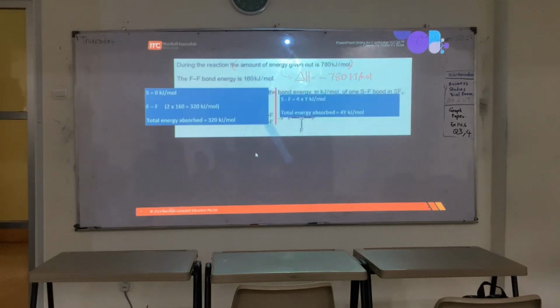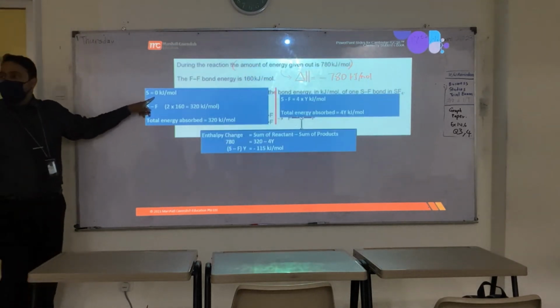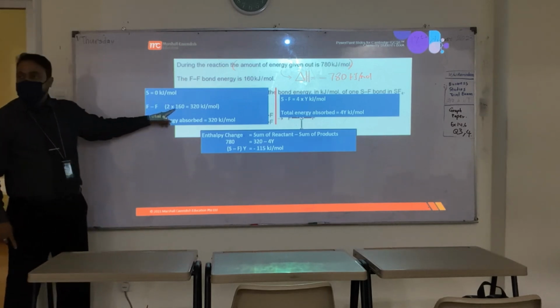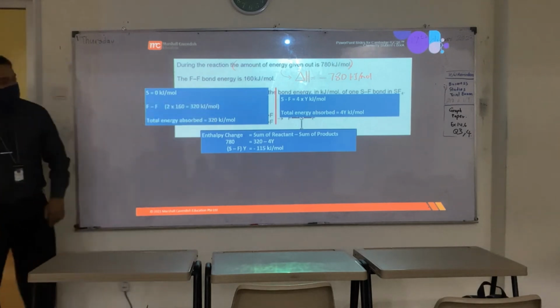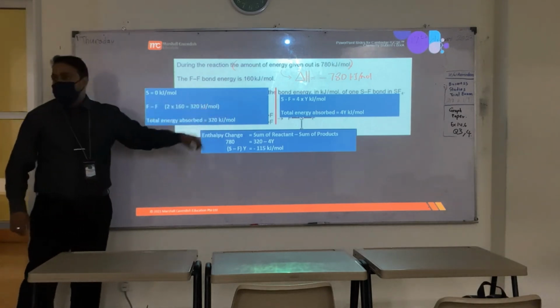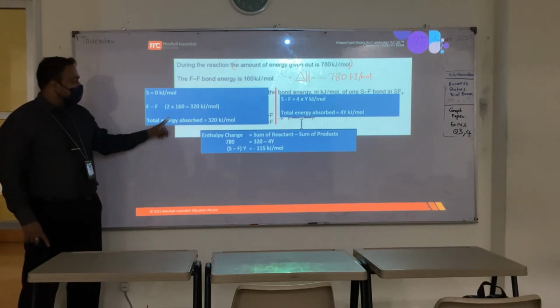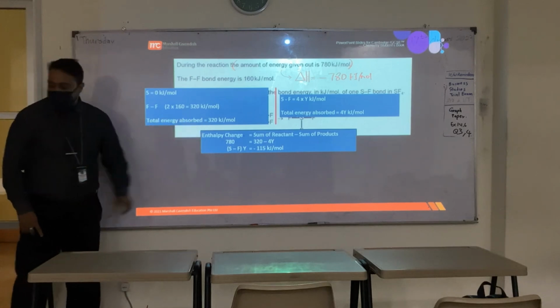Okay, so that's the solution. So S is 0 kilojoule per mole. F to F is 2 times 160, because you have 2 F to F bonds. So the total energy absorbed is times 2, which is 320.